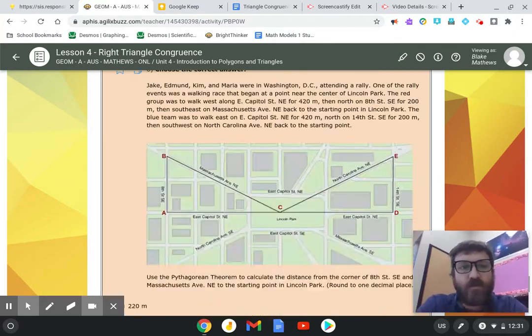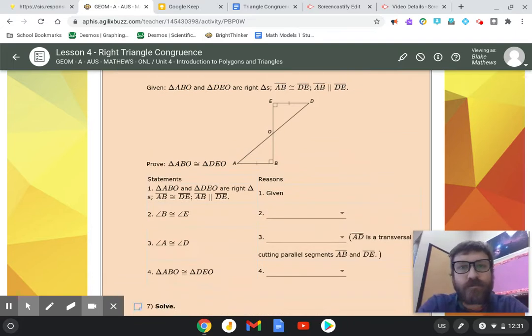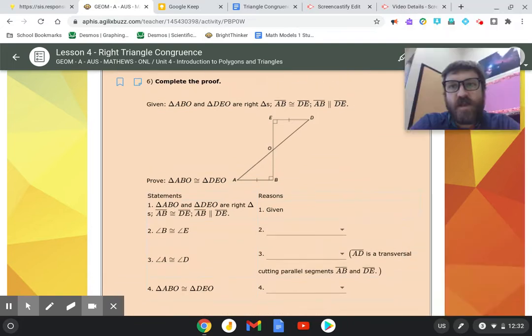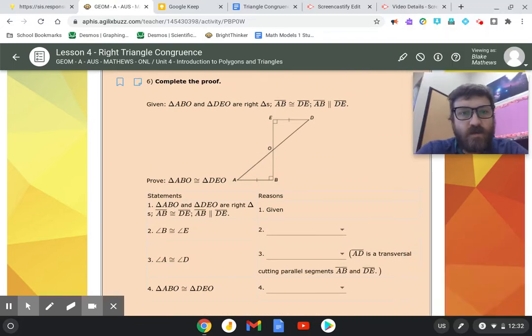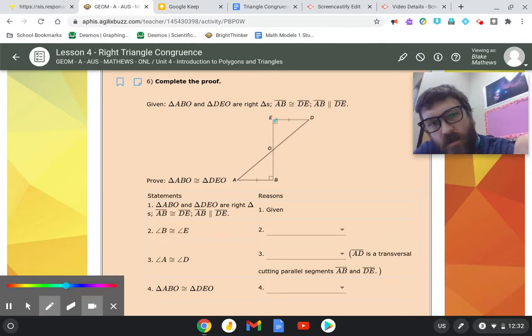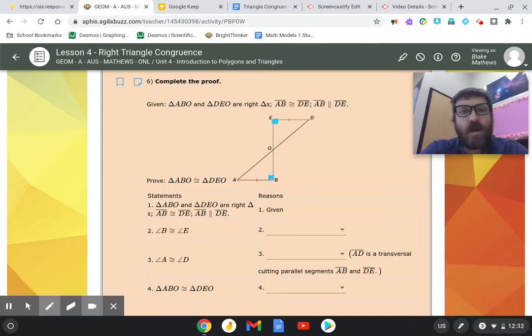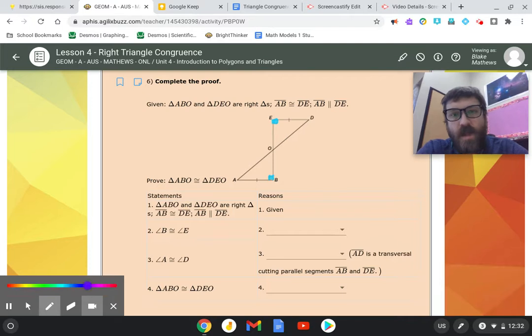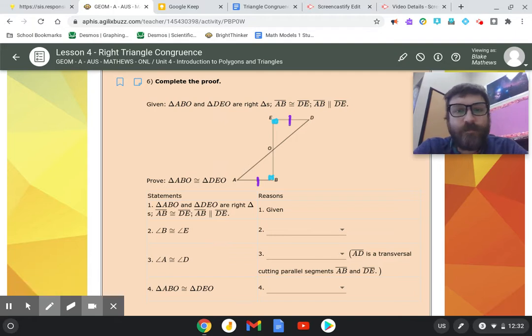Then I think all we have left is proofs. So let me go through these with you. All right. Here it says that we have triangle ABO and triangle DEO, and they are right triangles. We see that right here and right here. We also know that AB is congruent to DE. That's here and here. And we know that they are also parallel. So we already have a leg. So we already know we're either going to have LL, HL, or LA. So we're already kind of locked in there. We know we're not going to use HA because AB and DE are legs of that triangle.